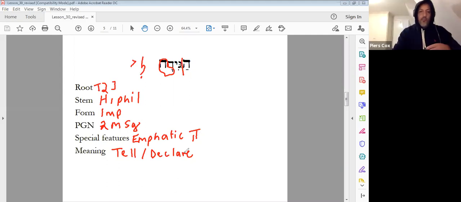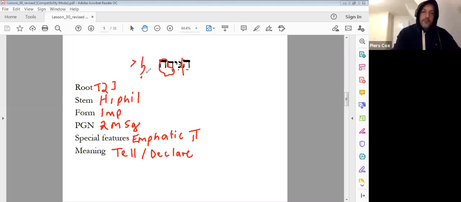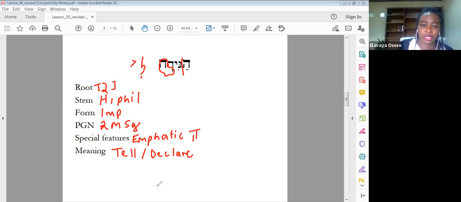Again, I just want to remind us when we are working with pronominal suffixes, if it comes attached to a preposition, then we translate it objectively. If the pronominal suffix comes with a noun, then we translate it possessively. So in this case, how would we translate this one? To me. So if we are to translate the two of them, how would we translate them?